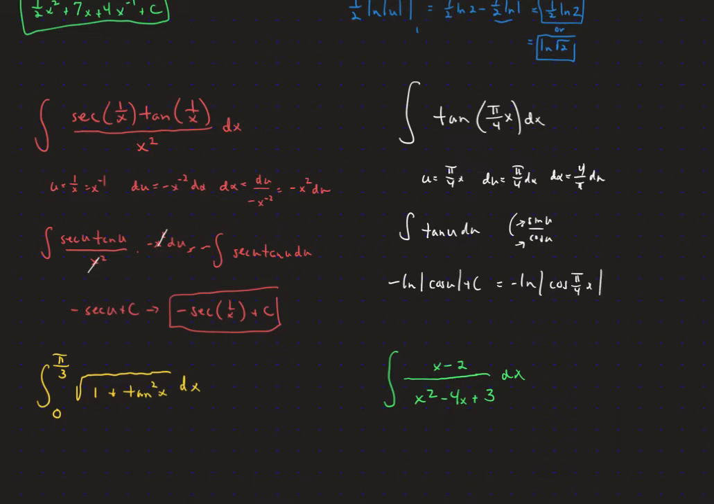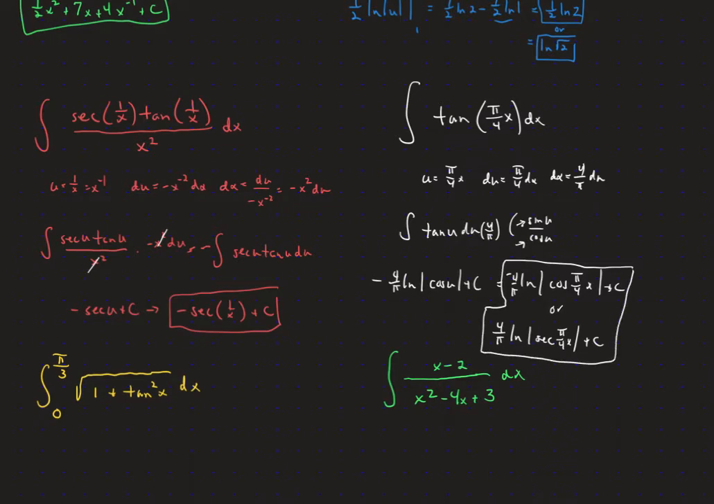Oops, I forgot the du part. Sorry about that. The du had that extra 4 over pi, so that's going to be negative 4 over pi. And then a plus c, or alternatively, because that negative could be brought into our logarithm as a negative 1 power, making that 1 over cosine, which would be a secant of pi over 4x. So either of these is going to be correct. Okay?